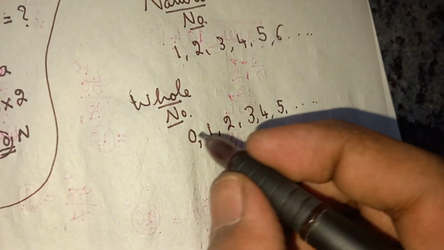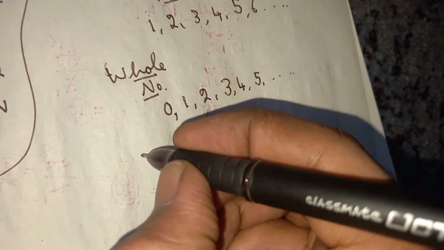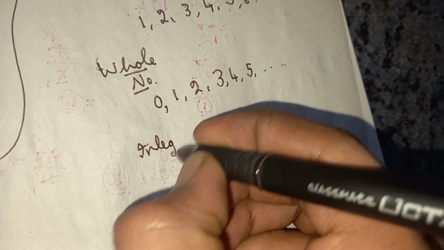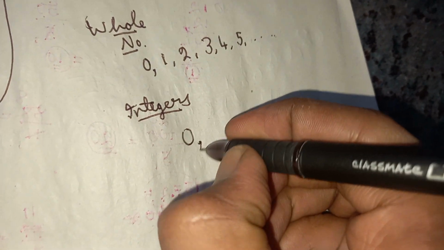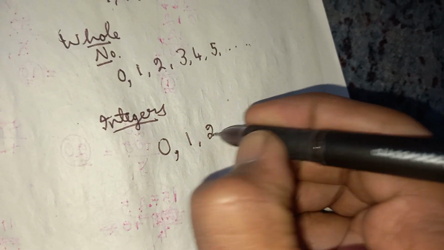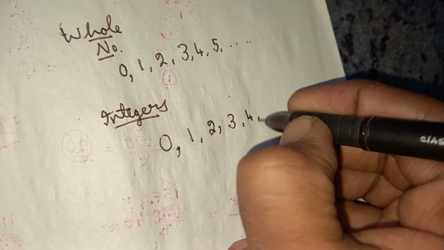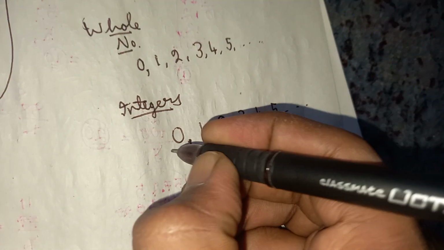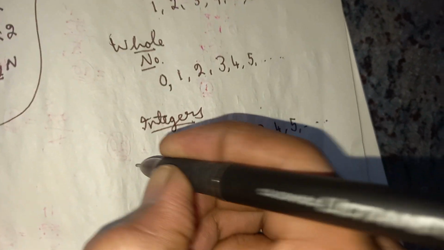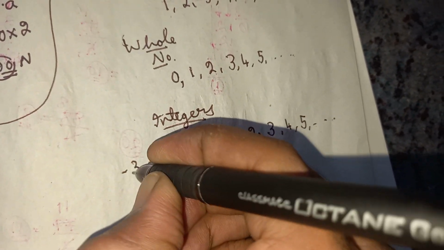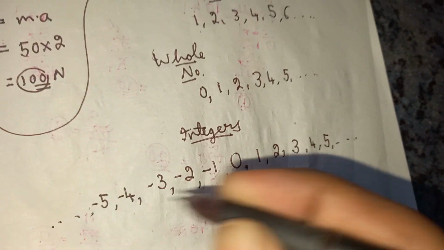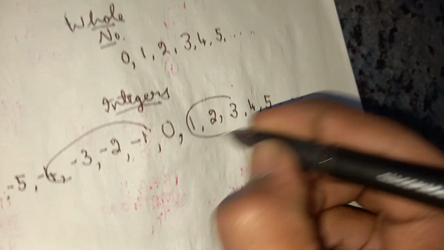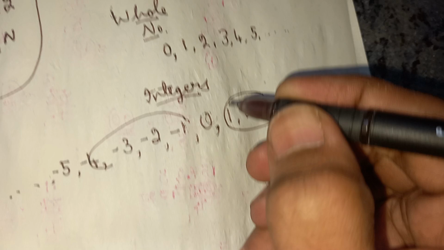To this 0, if you keep on adding negative numbers, that becomes integers. Integers means negatives of natural numbers. First you put 0, then positive natural numbers, that is 1, 2, 3, 4, 5, and then if you add even negatives of numbers, -1, -2, -3, -4, -5, like this it continues. This is known as integers: positive and negative natural numbers with 0.